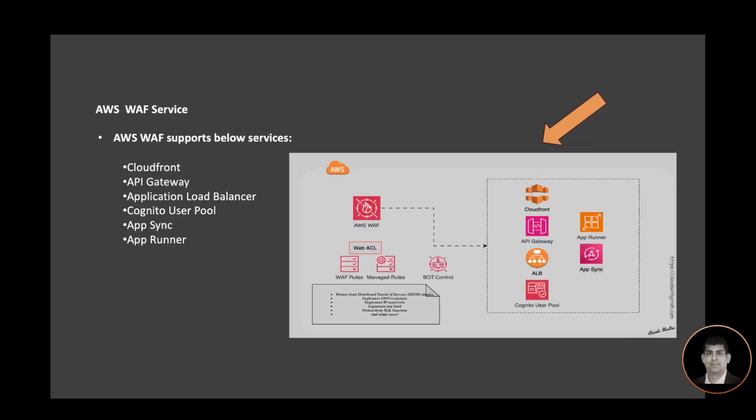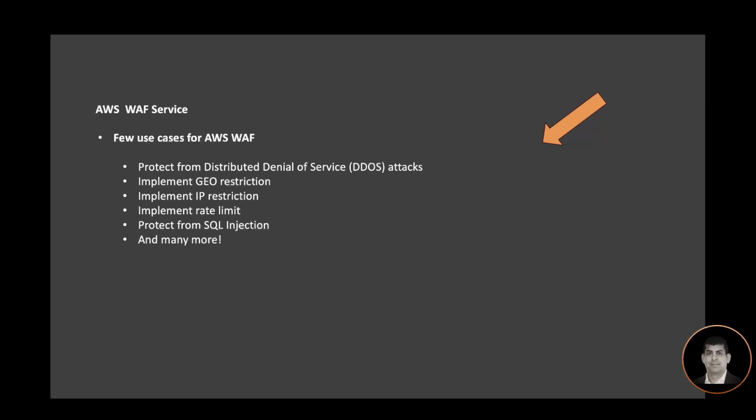AWS WAF supports the following services: CloudFront, API Gateway, the ALB, which is Application Load Balancer, the Cognito User Pool, AppSync, and App Runner. And some of the use cases: protecting from DDoS attacks, which is distributed denial of service, implementing geo restriction like we will be doing, implementing IP restriction, whitelisting the IP, and so on. You can also implement rate limiting, which we will look at in another workshop, and protect from SQL injection, and then many more.